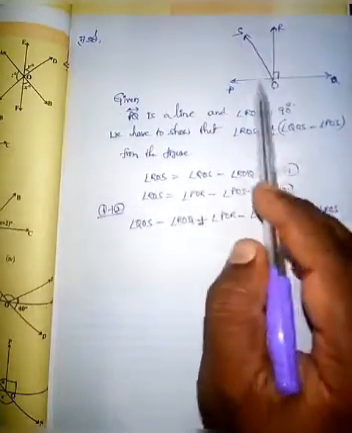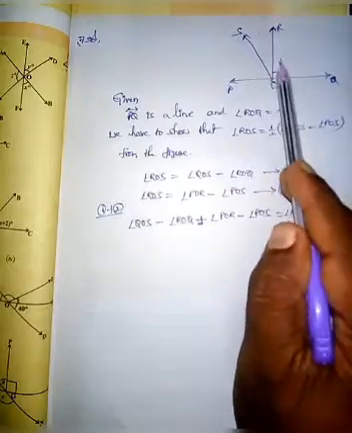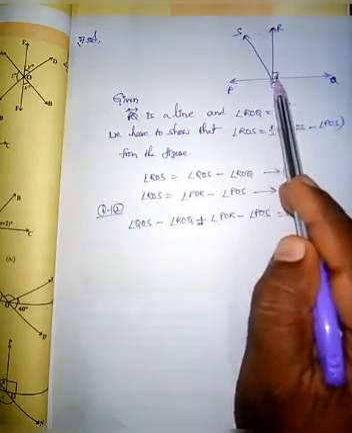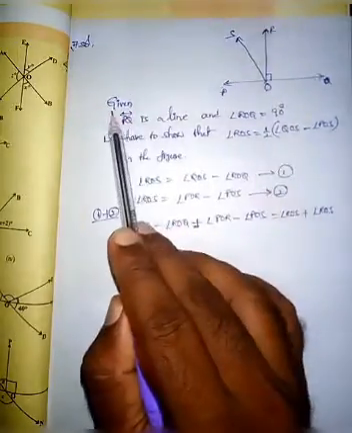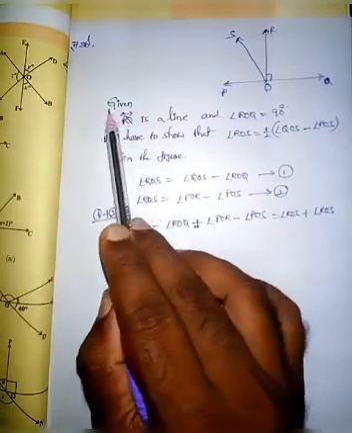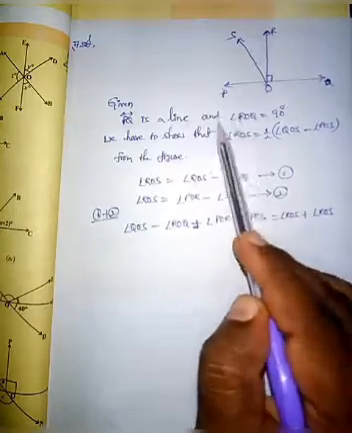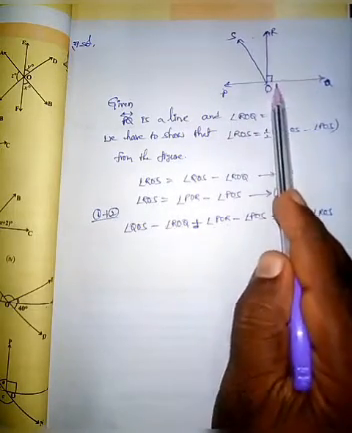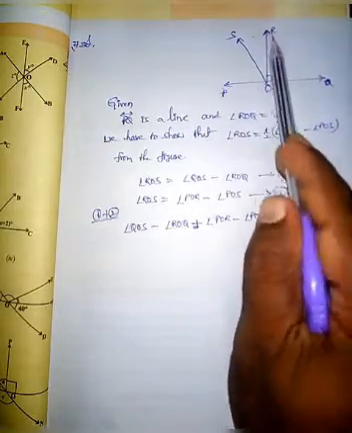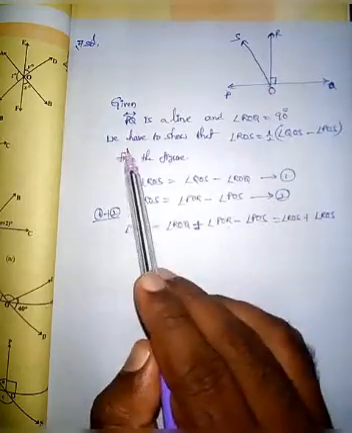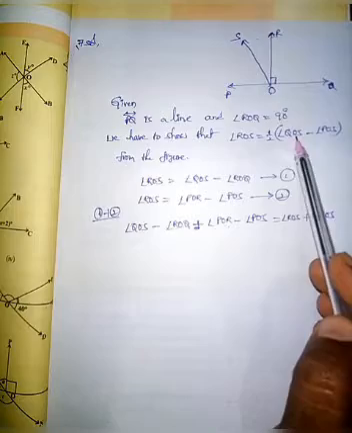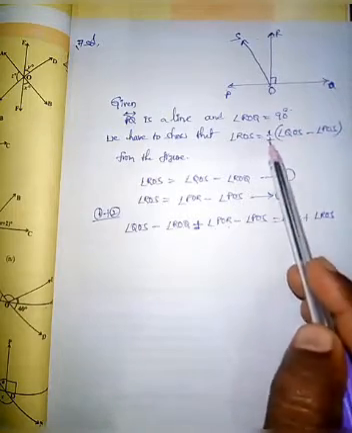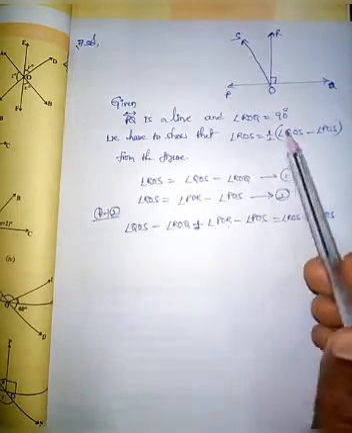Just write the given information and figure. So this is the figure given in the textbook, and write the given information, that is PQ is a line and angle ROQ equal to 90 degrees. Then ROP is also 90 degrees. We have to show that angle ROS equals 1/2 into angle QOS minus angle POS.